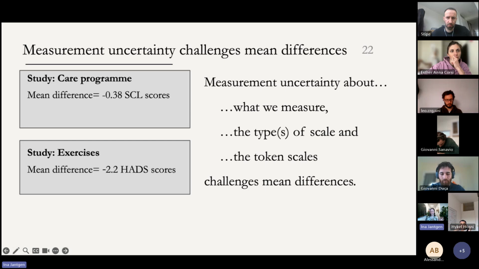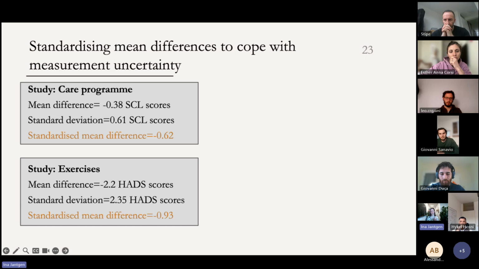Now, a lot more could be said about this, but I now want to move on and ask, well, why does standardizing help? And one thing to be clear about is that nobody thinks that moving towards standardized mean differences allows us to somehow solve measurement uncertainty. Rather, the idea is that standardizing allows us to convey how effective an intervention is despite currently facing measurement uncertainty. So here's how it does that.